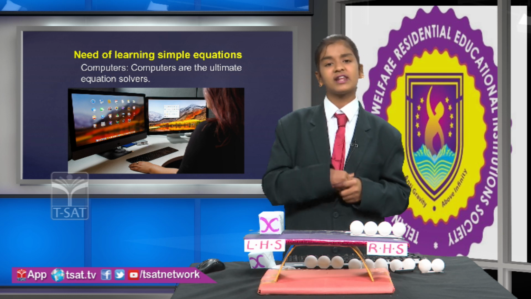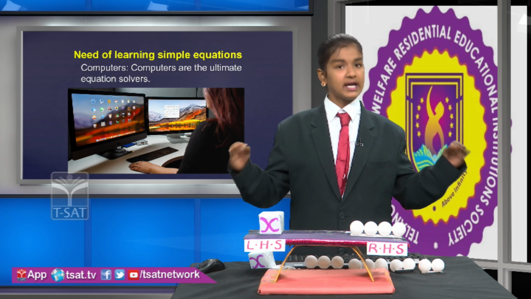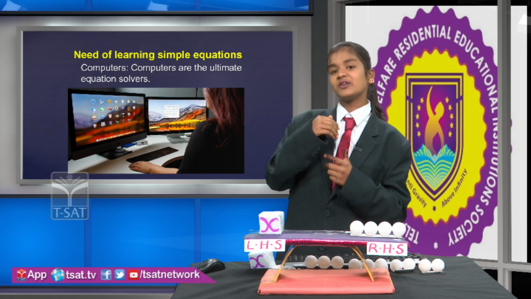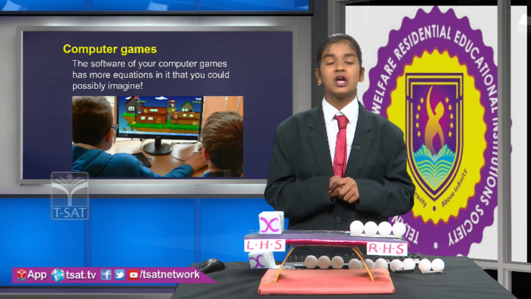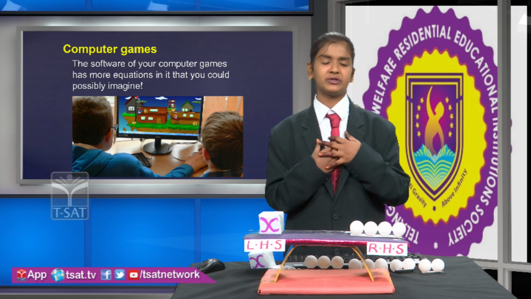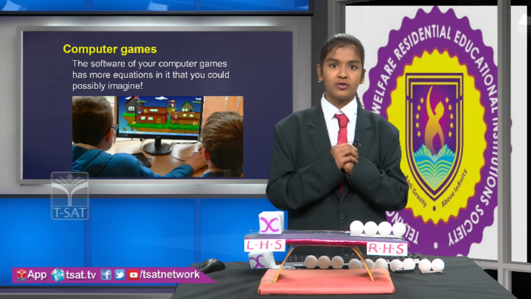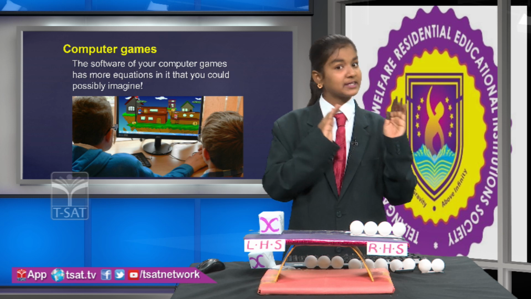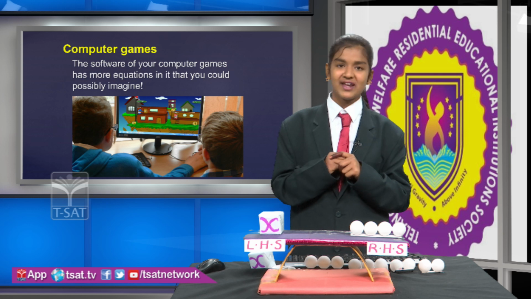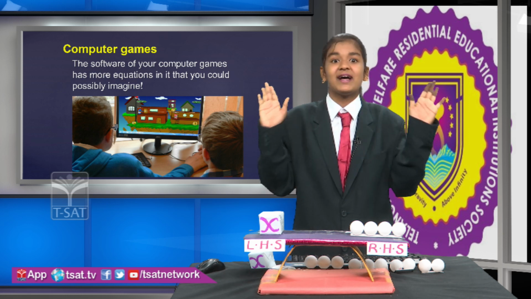So friends, have a look at the slide please. Computers. In fact, computers are the ultimate equation solvers. Computers were invented to solve equations over and over again instead of humans doing the calculations. And the next one is computer games. So friends, we all enjoy watching the movements in our favorite computer games. How can those heroes and villains move like real people? In order to make the action look so real, mathematicians and software developers had to come up with more complicated equations. Friends, the software of your computer games has more equations than you could possibly imagine.